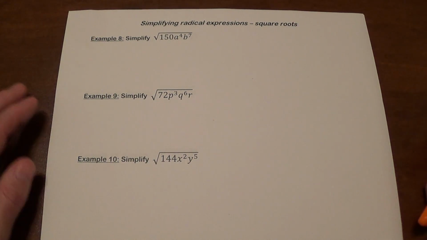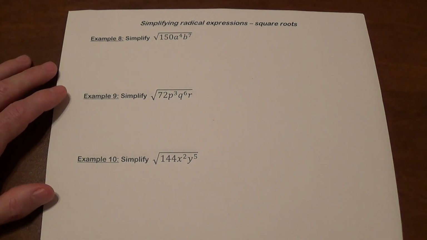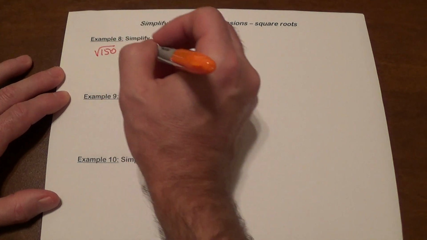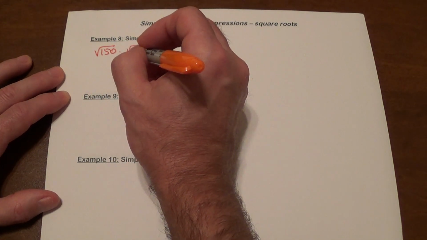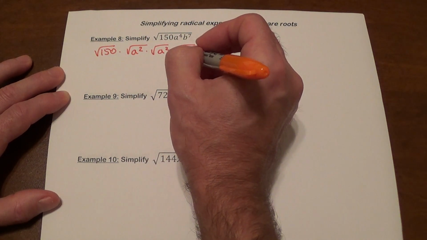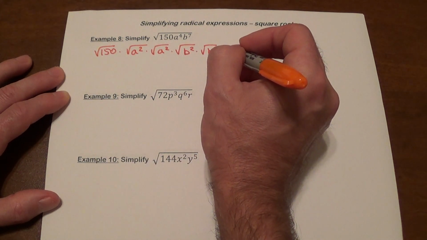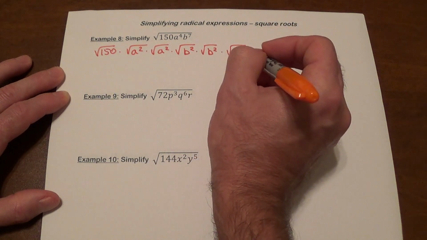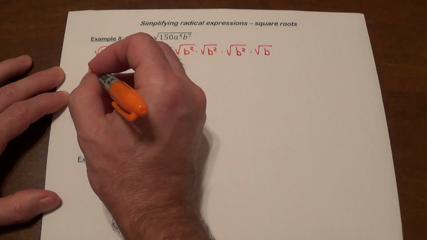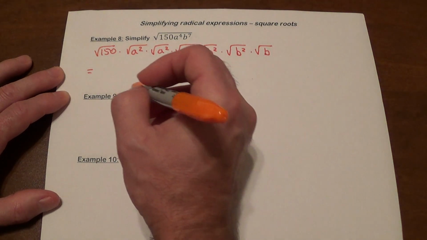Alright, now we're going to see combinations of more than one variable, and let's see how we're going to handle that. So square root of 150 times square root of a squared, again square root of a squared, times square root of b squared, times b squared, that's 4th power, times square root of b squared again, that's 6th power, so we need one more square root of b. Square root of 150 will simplify to 5 square root of 6.